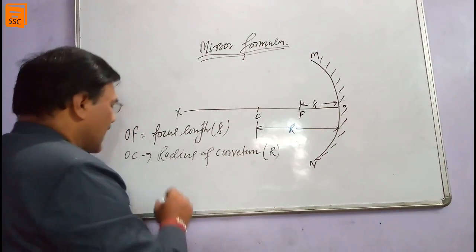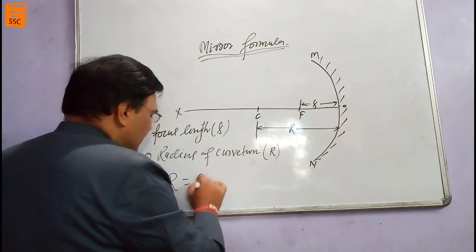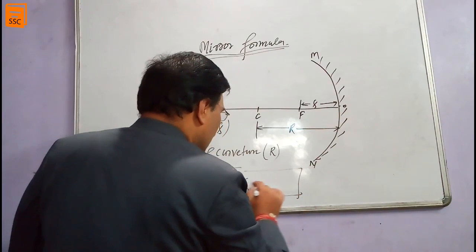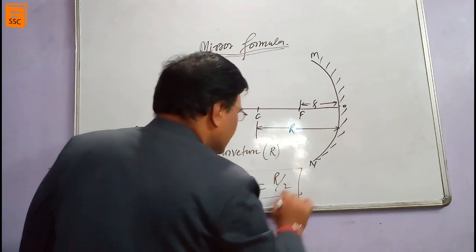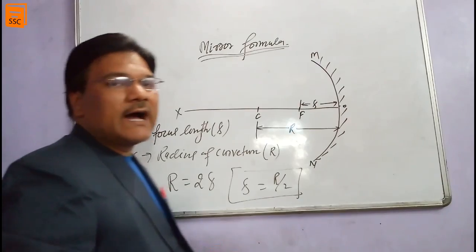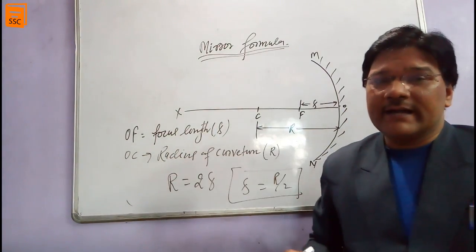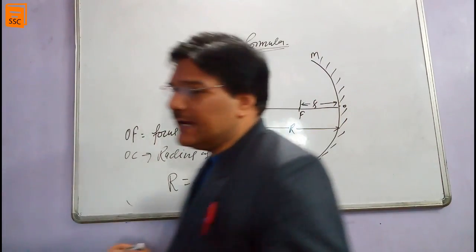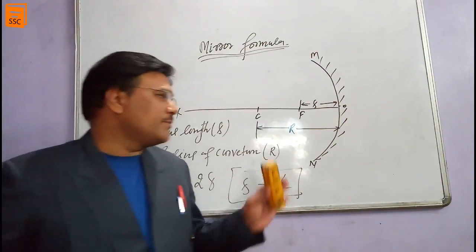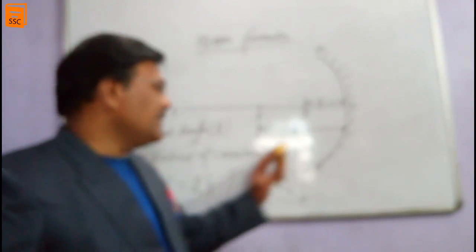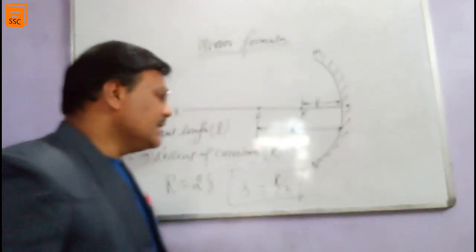Here is the relation between R and F. The first relation: R = 2F, or you can say F = R/2, which means the focal length is half of the radius of curvature. In every concave mirror, the focal length is always half of the radius of curvature. That is the first mirror formula, the relation between F and R.